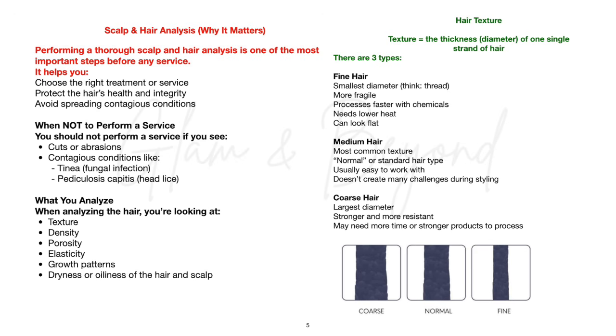Medium hair, on the other hand, is the most common texture, normal or standard hair type, usually easy to work with, doesn't create many challenges during styling. Coarse hair has a larger diameter, stronger and more resistant, may need more time or stronger products to process.